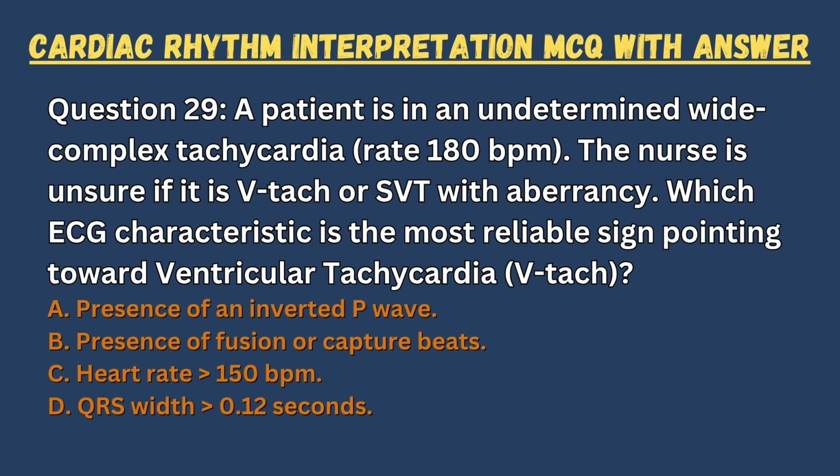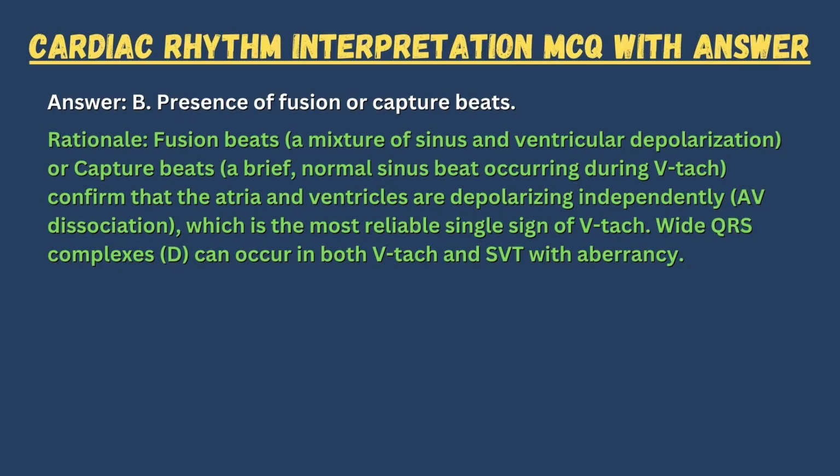Question 29. A patient is in an undetermined wide complex tachycardia, rate 180 beats per minute. The nurse is unsure if it is V-Tach or SVT with aberrancy. Which ECG characteristic is the most reliable sign pointing toward ventricular tachycardia, V-Tach? A. Presence of an inverted P wave. B. Presence of fusion or capture beats. C. Heart rate greater than 150 beats per minute. D. QRS with greater than 0.12 seconds. Answer. B. Presence of fusion or capture beats.